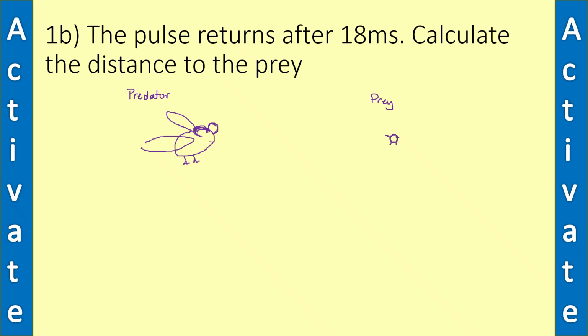And so we're going to have to remember an important factor. But we're just going to start with velocity equals distance over time. And then we're going to change that because what we want is the distance. So distance equals velocity times time, and what we're trying to work out is that distance to the prey.